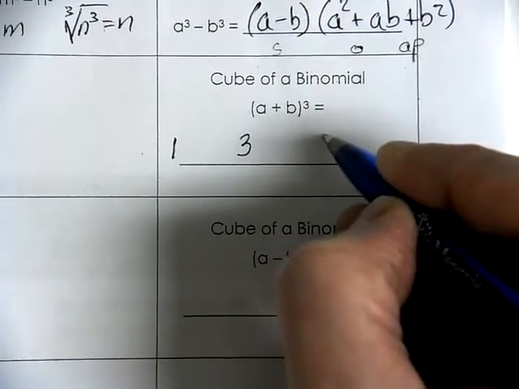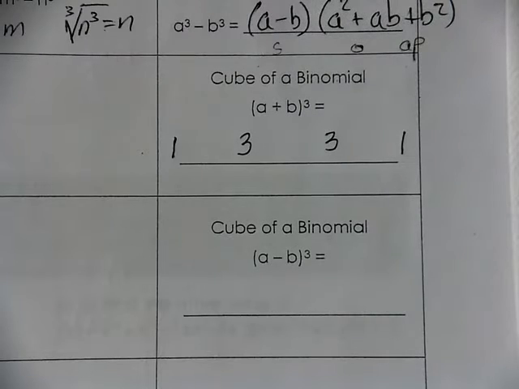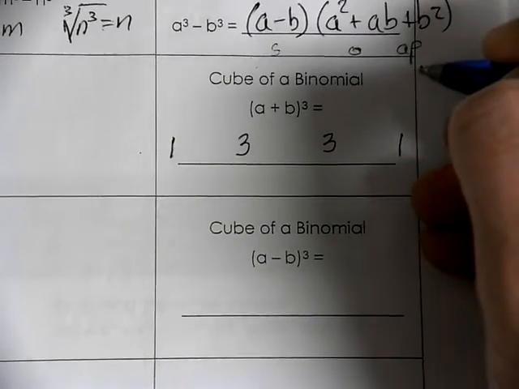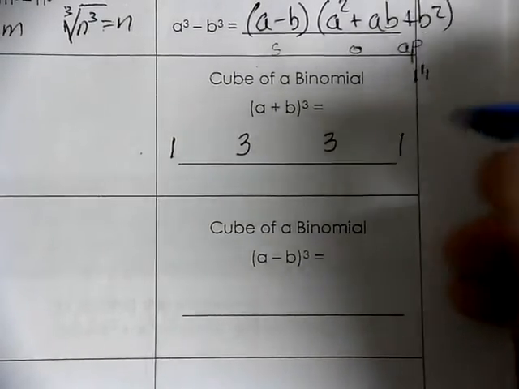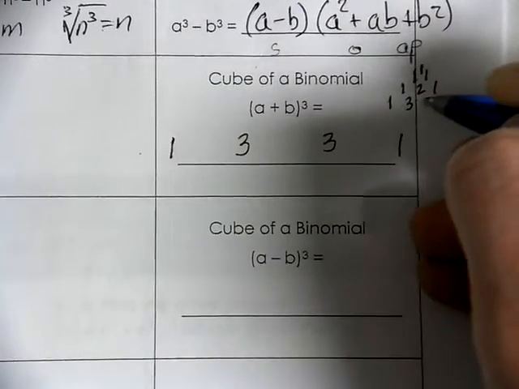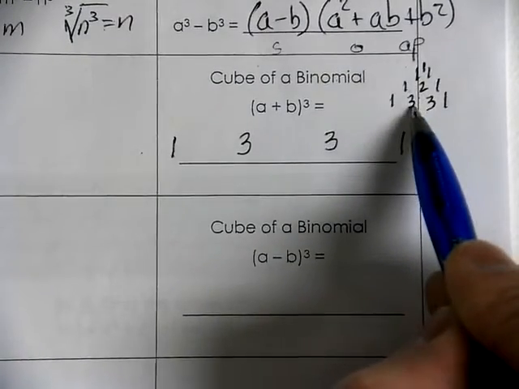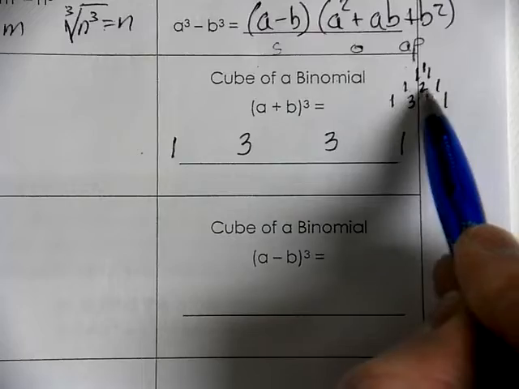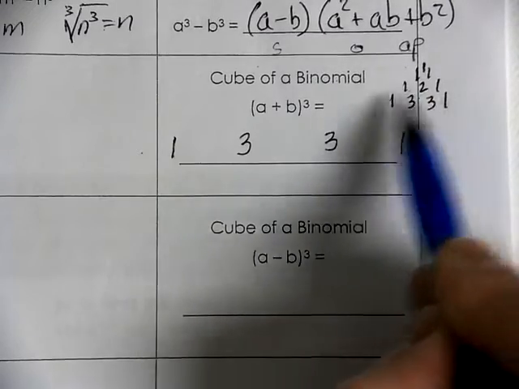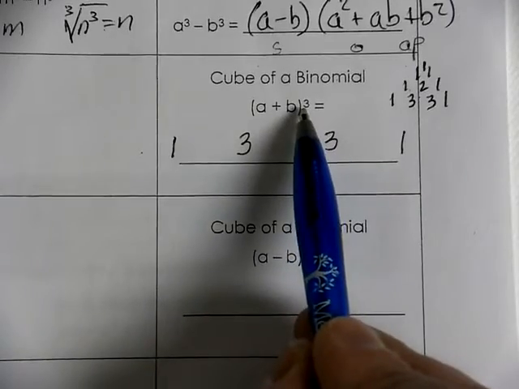1, 3, 3, 1. Remember, that comes from the third row of Pascal's triangle. We've talked about Pascal's triangle before as 1, then 1, 1, then 1, 2, 1, and 1, 3, 3, 1. You always add the two previous numbers down, so that's what gave us the 3, and we start and end with 1 every time. So that's the third row because we're doing a cube.